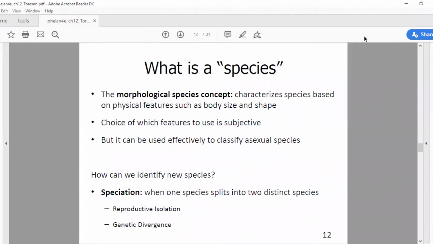Since the biological species concept has its limitations, let's look at what a species is in terms of the morphological species concept. The morphological species concept characterizes species based on physical features. Now, the choice of which features to use is subjective, but the advantage is that it can be used in species that reproduce asexually.